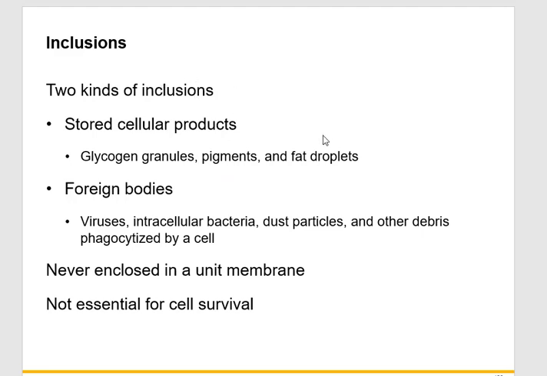Other kinds of inclusions you may find in a cell will be little droplets of fat. You always need a little bit of fat on hand so that you can make phospholipid bilayers. Then you sometimes have foreign things that you find inside of the cell. A virus may have gotten invited in because there was a receptor on the outside that matched it.